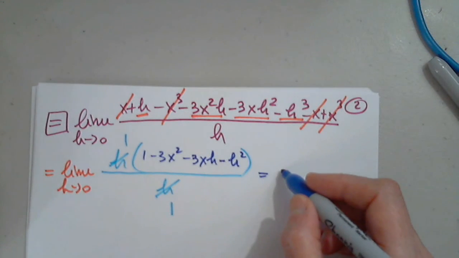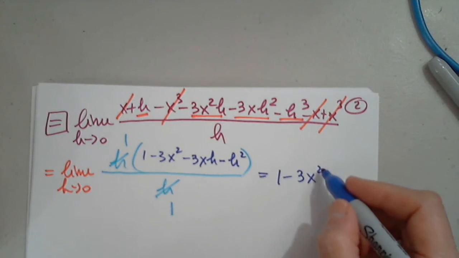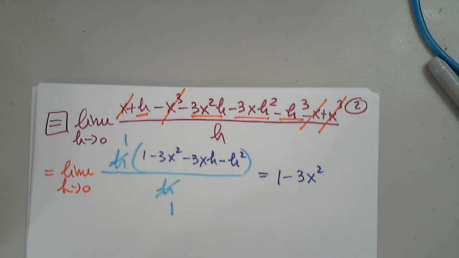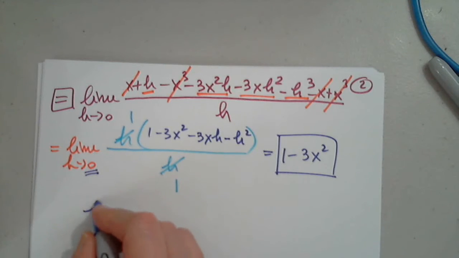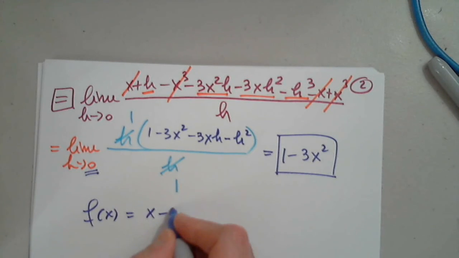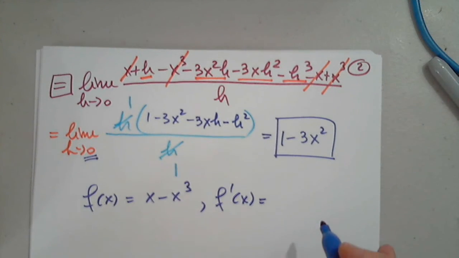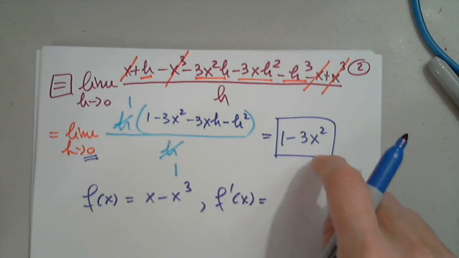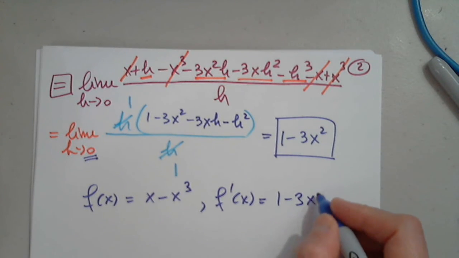Since we're going to 0 for h, it's going to be 1 minus 3x squared minus h squared. No, h squared is 0, so that's it. Awesome. This is indeed a derivative of the function. So the function f of x is x minus x cubed. Indeed, its derivative function, the function that gives us the rate of change of this function at any point where it is differentiable, and a polynomial will be differentiable everywhere, is 1 minus 3x squared.